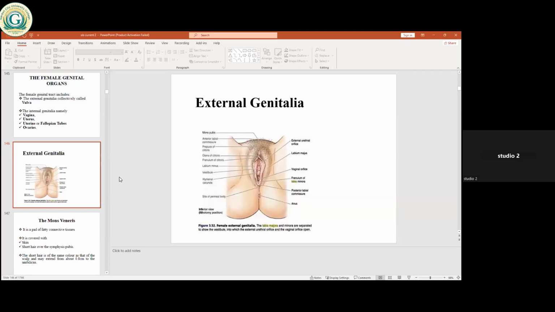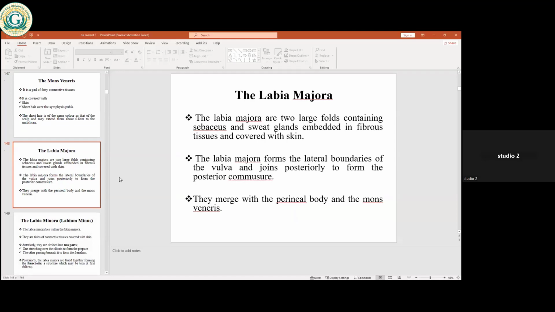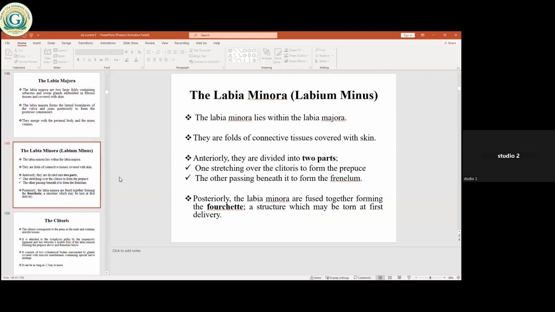We talked about the mons veneris, covered with short hair, the same color as the scalp hair. Now we look at the labia majora, also covered with hair. And then the labia minora, which is labia without the hair. The labia minora stretches over the clitoris, and the structure it forms we call the prepuce. The other part beneath it forms the frenulum.